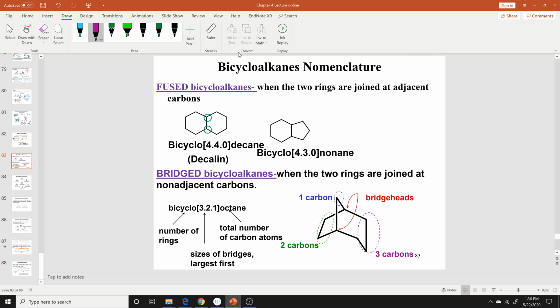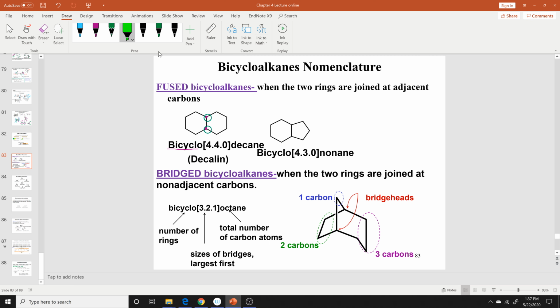Then, since these are two cycles that are connected by two carbons, I'm going to call it bicyclo, and you're going to put the name bicyclo at the beginning. Bicyclo is important because it tells me how many cycles there are in this cyclic system. It tells me that I have two cycles in this case. And then you're going to open your brackets. We're going to skip the two carbons in common, and count the carbons that are on the sides of the two carbons in common.